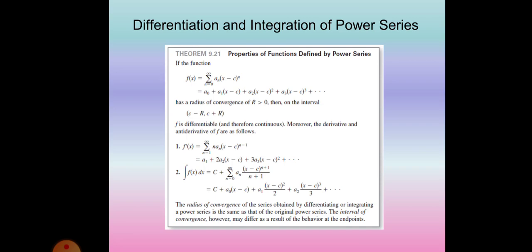If the function f of x is equal to the summation of a sub n, quantity of x minus c raised to n, as n is equal to 0 approaches infinity, which gives a sub 0 plus a sub 1 times quantity of x minus c, plus a sub 2 times quantity of x minus c squared, plus a sub 3 times quantity of x minus c cubed, and so on, has a radius of convergence of r greater than 0, then on the interval c minus r, c plus r, f is differentiable and therefore continuous.